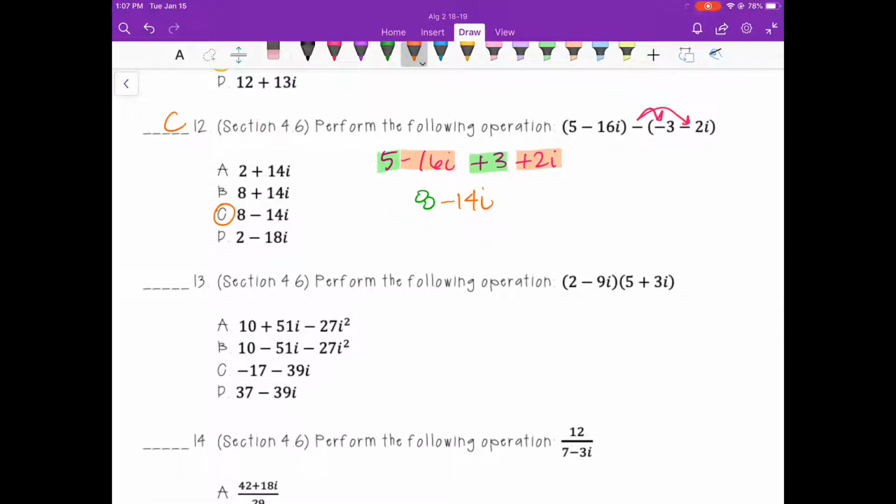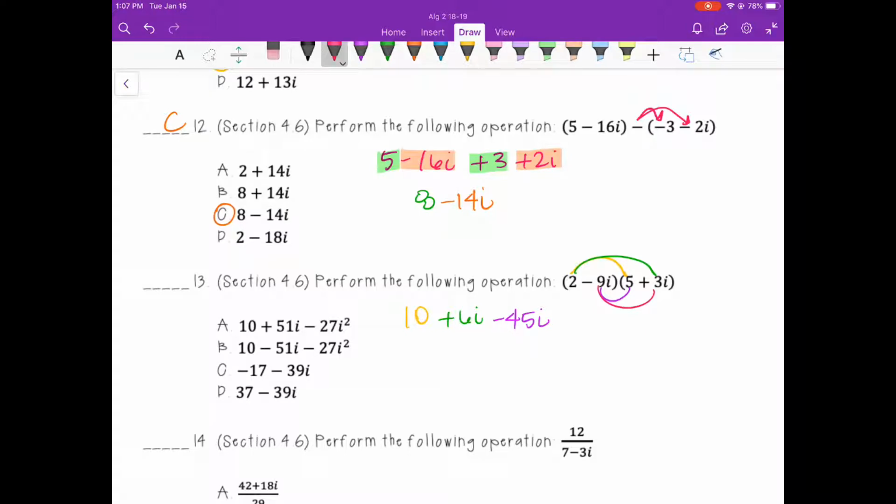Number 13, perform the following operation. We need to do this by FOILing. We multiply our firsts, 2 times 5, we get 10. Outsides, 2 times 3i is positive 6i. Negative 9i times 5, minus 45i.